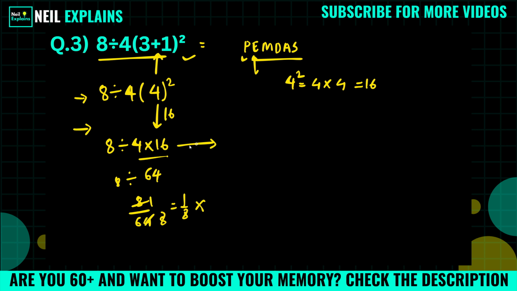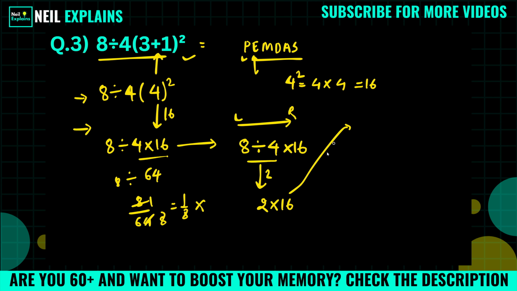As I mentioned earlier, division and multiplication have the same priority and we have to solve left to right. So first we have to do this part. We will write again 8 divided by 4 into 16. So we will solve this. 8 divided by 4 is equal to 2, and we can write 2 into 16. So 2 into 16, that is 32. So here 32 is the right answer.